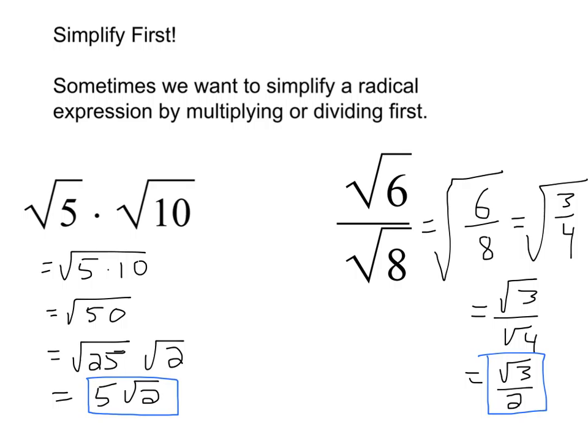And that's it. That's all that we have to work with. So I hope this makes sense.